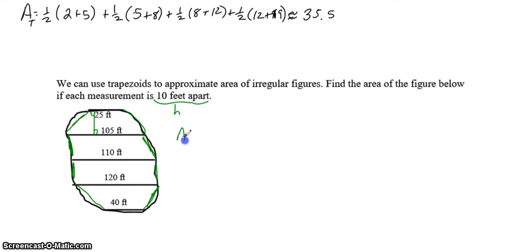So, trapezoidal approximation. 1/2 sum of the bases. So the bases are here, times the height, the distance between them. Next trapezoid. Bases are 105 and 110.